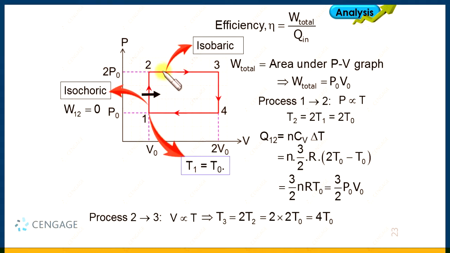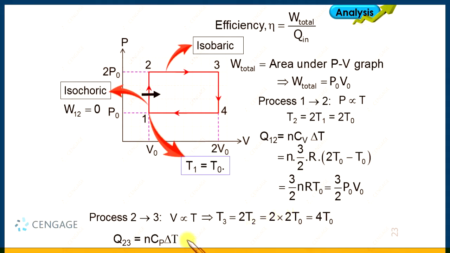This is an isobaric process. Here we can write W23 is equal to nCpΔT. ΔT means final temperature minus initial temperature, that is T3 minus T2, where T3 is 4T0 and T2 is 2T0. That means this value is going to be positive. That means heat is absorbed by the system, that is Q in for this process is positive, right?